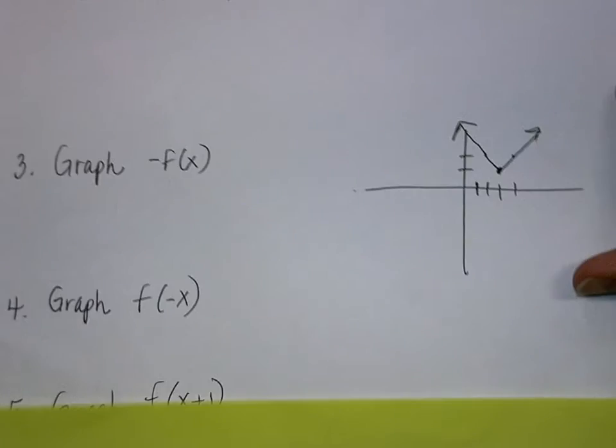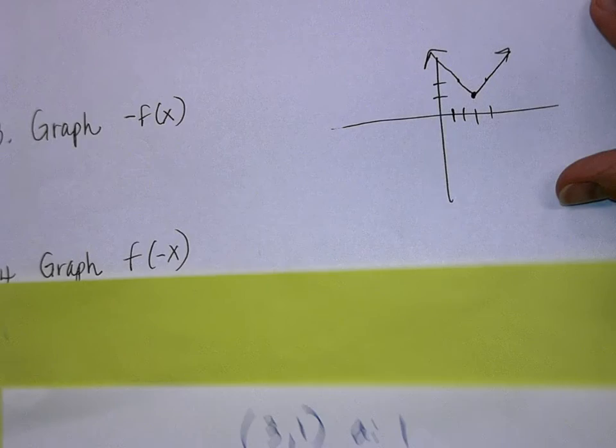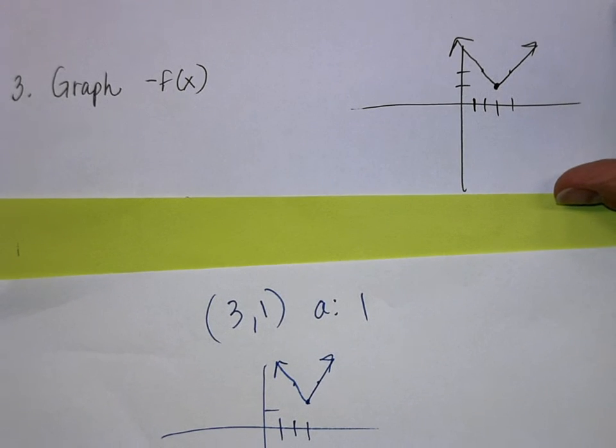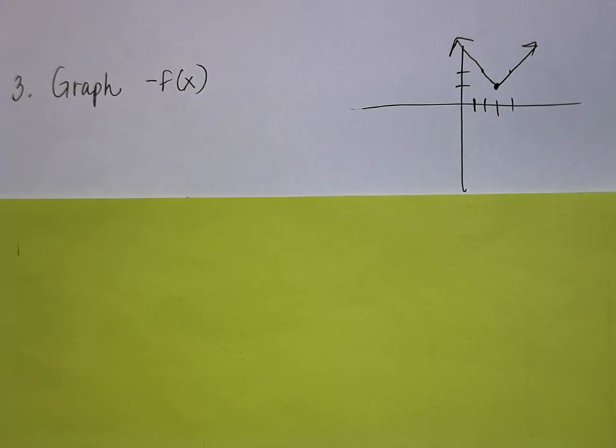Now, we're using that same graph, and I want you to graph -f of x. So what happens when you have a negative in front of that f of x? So what will your new graph look like?